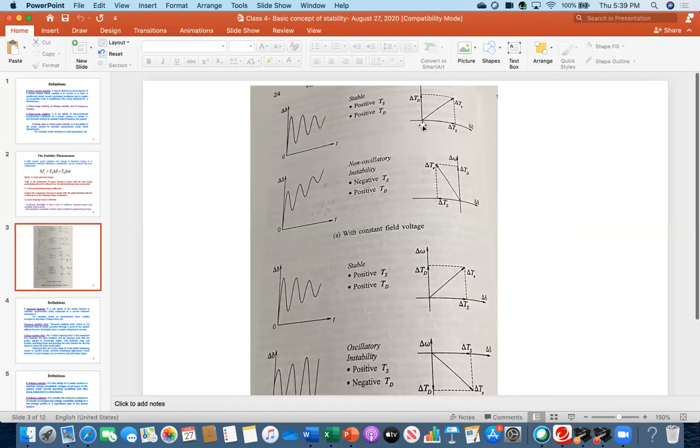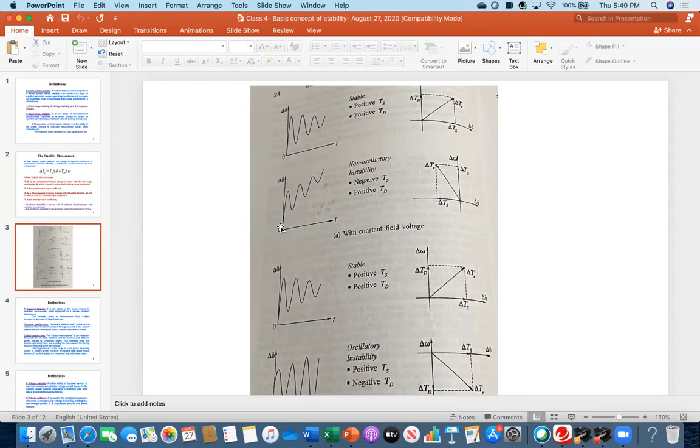In this case, you see the phasor diagram on the right side, with del delta on the x-axis and del omega on the y-axis. What I have written in the middle column: stable means both Ts and Td are positive. You see del Ts and del Td, and the resultant is del Te. If both are in the positive direction, then the system is stable, and that's why on the leftmost side you get this type of response.